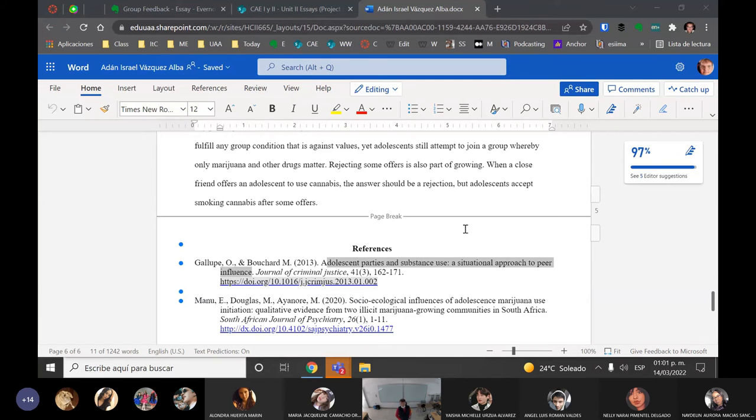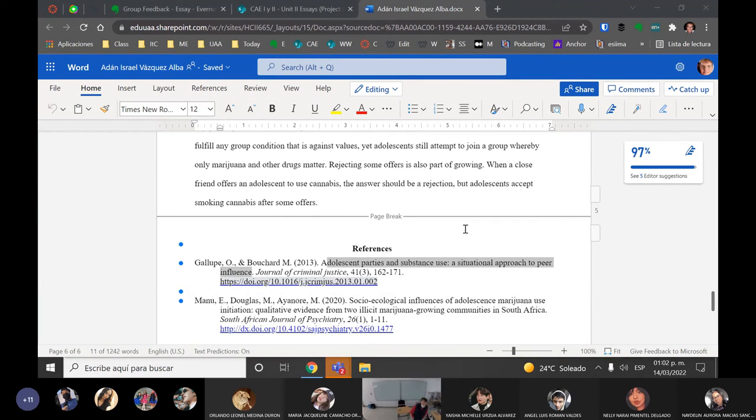Okay. All right, so we want to make sure we capitalize at the beginning of the title. So the first letter of the first word should be capitalized. Only. Take a look at your partner's work. Is the first letter of the first word, only, capitalized? The rest of the words should all be in lowercase. Now, in the case of a subtitle, like we have here in this example, a situational approach to peer influence, we also want to make sure we capitalize the first word of the subtitle.